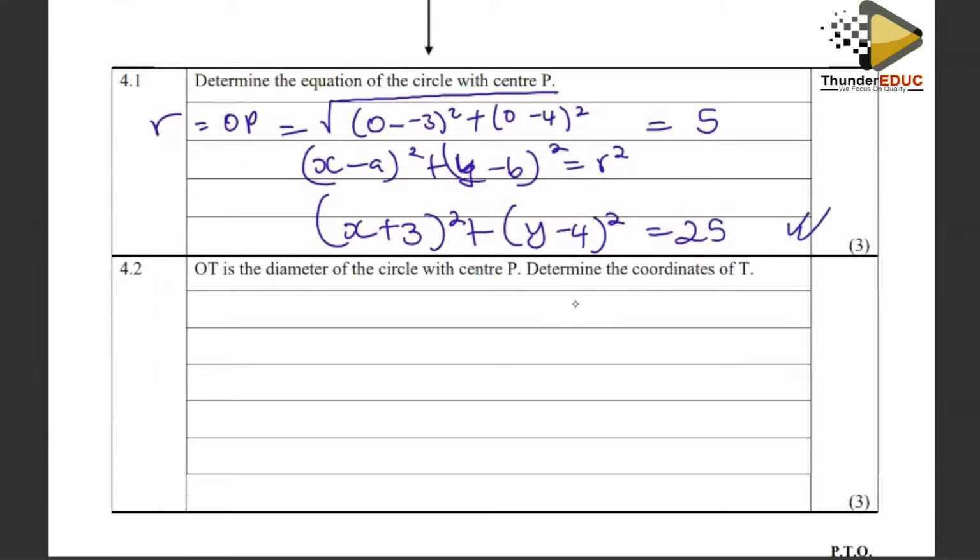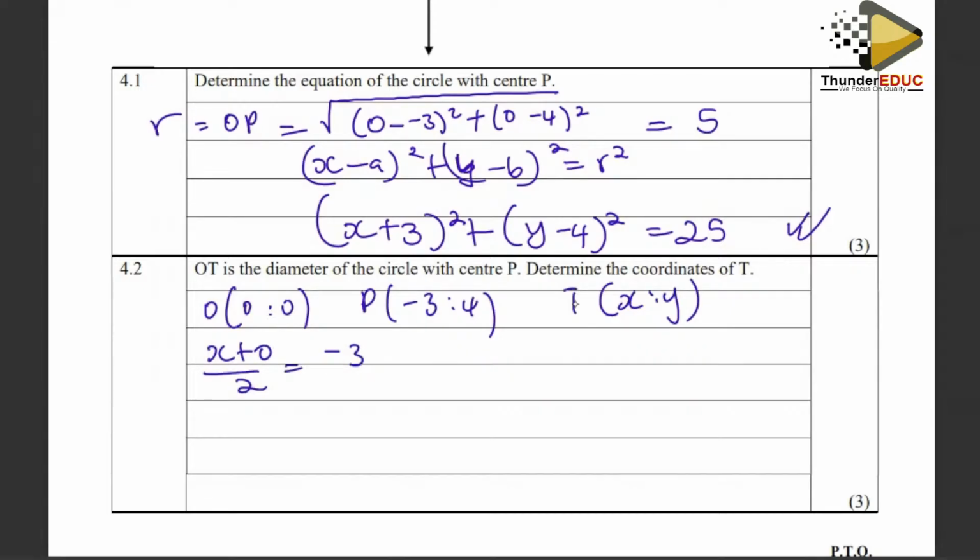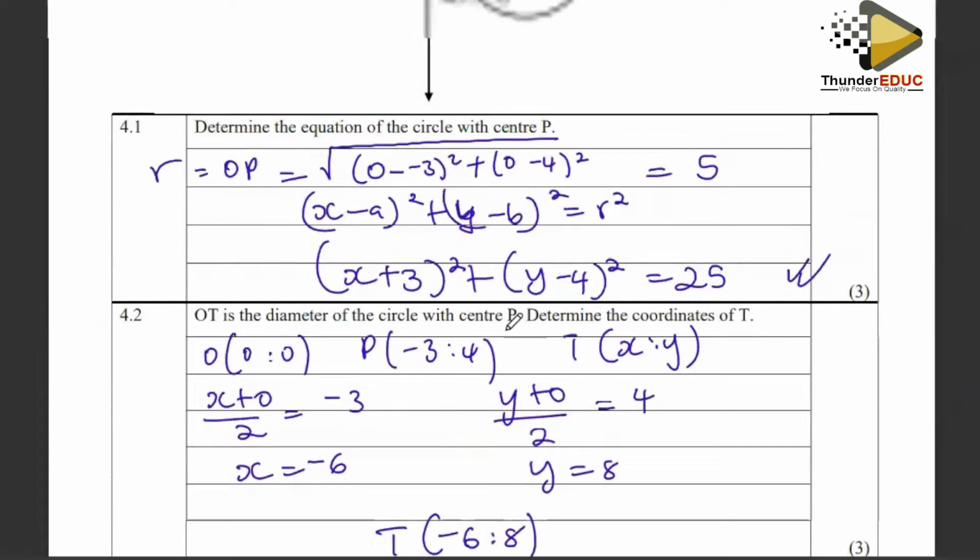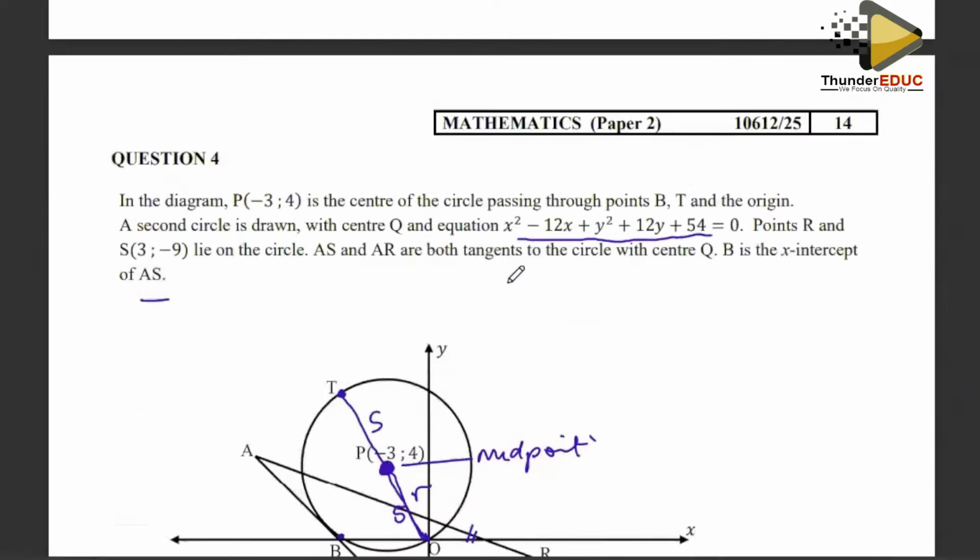So if our O is (0, 0), our P is (negative 3, 4), our T is (x, y). So we're going to say (x plus 0) over 2 must give us this midpoint, negative 3. Cross multiply, x is negative 6. Do the same with the y. (y plus 0) over 2 should give us a 4. Cross multiply, y is 8, meaning that T is going to be (negative 6, 8). Okay, paper is still flowing, guys.